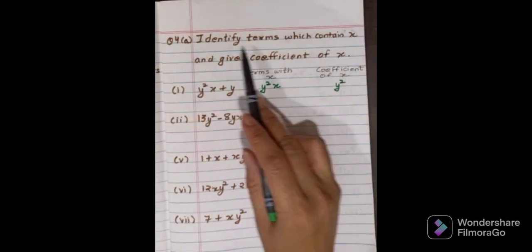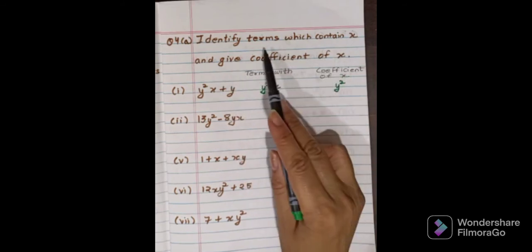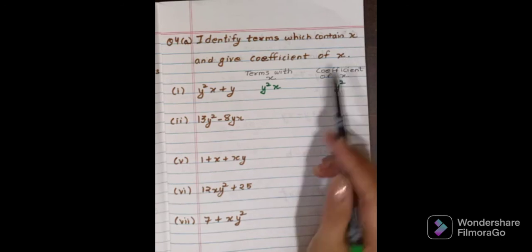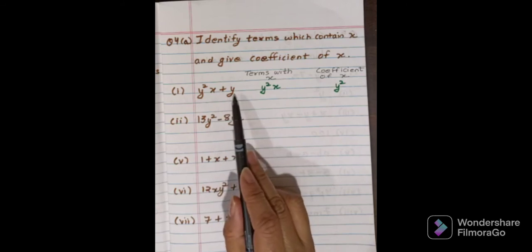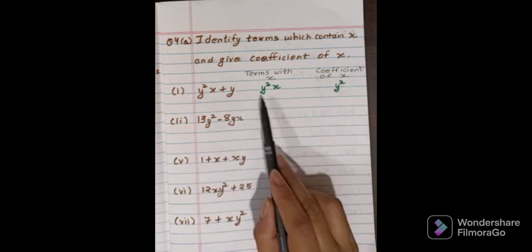Question number 4, part a. Identify terms which contain x and give the coefficient of x. So here note that we have to write only the terms which contain x and we have to write their coefficient. So the first one is y square x plus y. Here, out of these 2 terms, y square x has x, and the coefficient of x is y square.